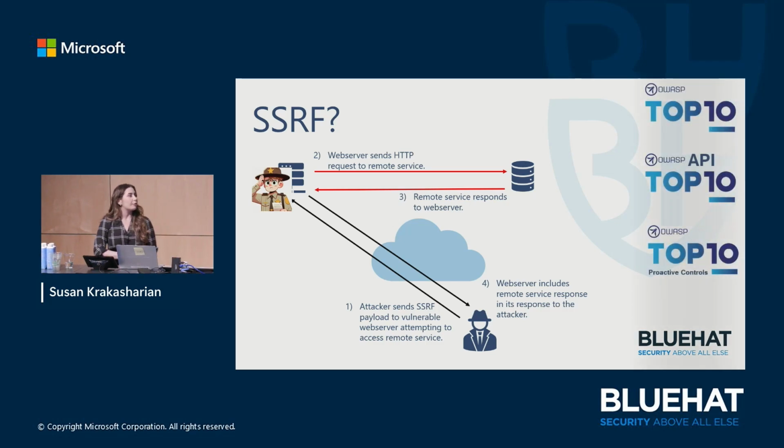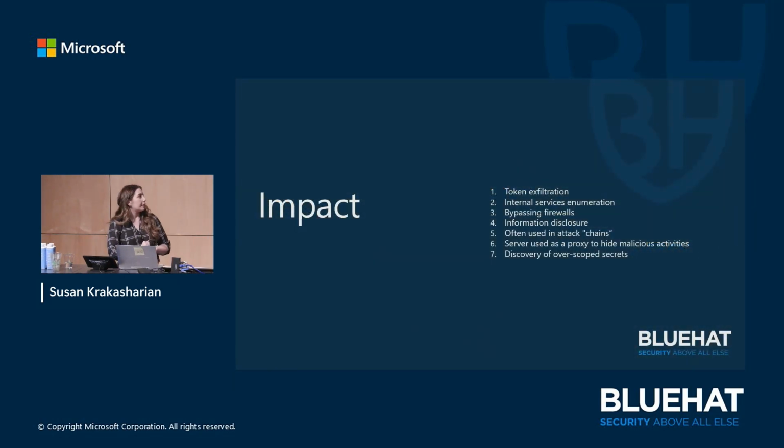And it's becoming more and more of a problem. SSRFs have joined the OWASP top 10, OWASP API top 10, and OWASP top 10 proactive controls lists. So they're just becoming more and more of a common problem. They can have disastrous impact. They can lead to token exfiltration, internal services enumeration, bypassing firewalls, and they're also often used in attack chains where the server can be used as a proxy to hide malicious activities or expose overscope secrets.